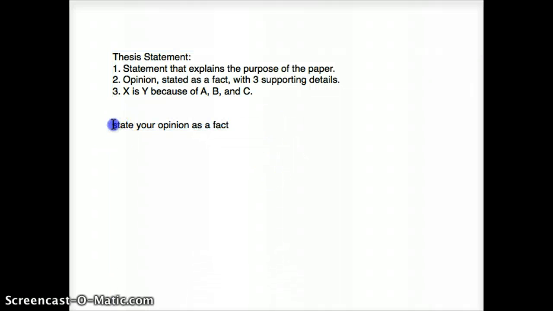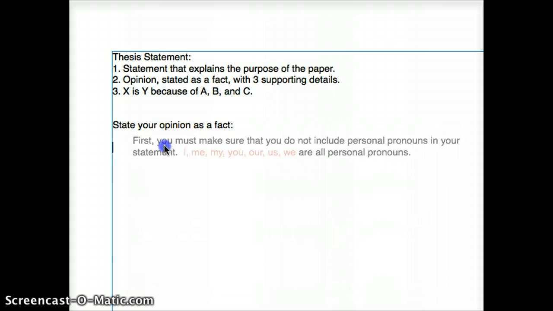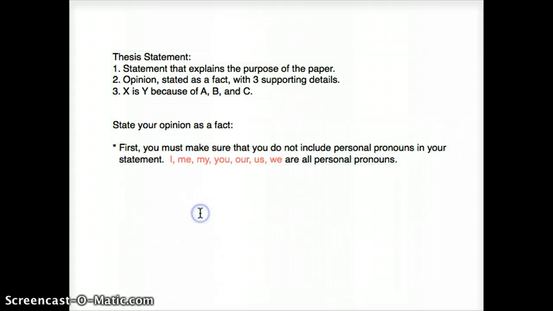It's very important that you state your opinion as a fact. How do I do this? Well, the first thing you want to do is make sure that you do not include any personal pronouns in the statement. I, me, my, you, are, us, and we are all personal pronouns.